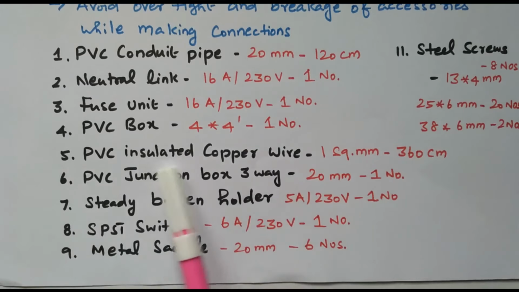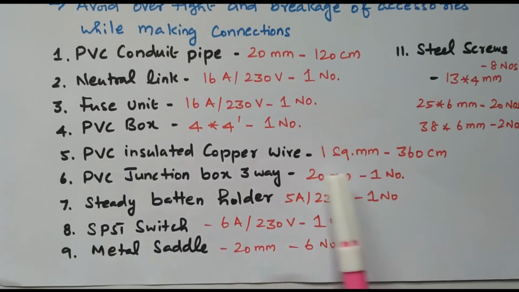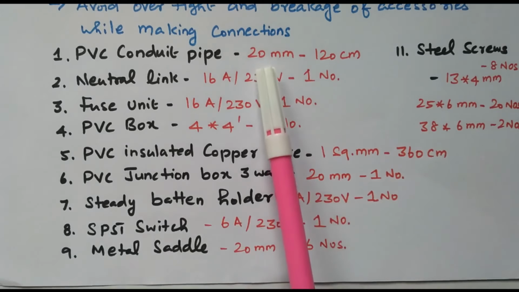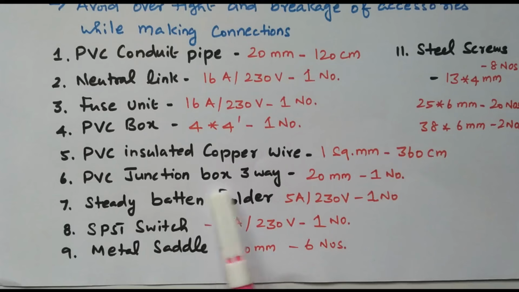Then PVC insulated copper wire 1 square millimeter, 360 centimeter. So that can be calculated from the requirement. PVC junction box 3-way 20 millimeter. The PVC pipe is 20 millimeter, so the junction box is also 20 millimeter. That is one number. Then batten holder, lamp holder 5 ampere 230 volt, that is also one number.